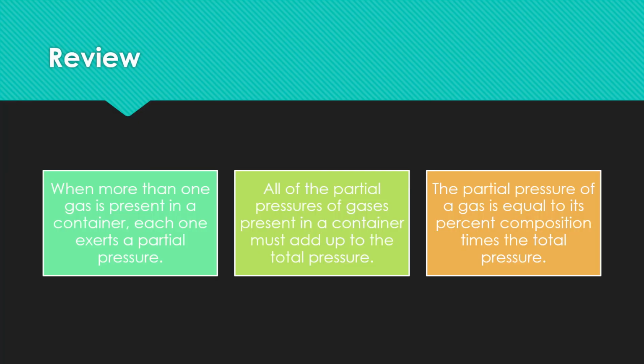Let's review. When more than one type of gas is present in a container, each one exerts a partial pressure. All of the partial pressures of gases in a container must add up to the total pressure, and the partial pressure of one type of gas is equal to its percent composition times the total pressure from all of the gases. That's all for this video.